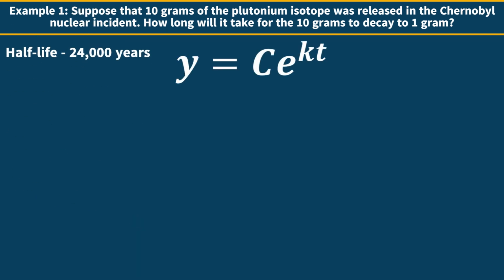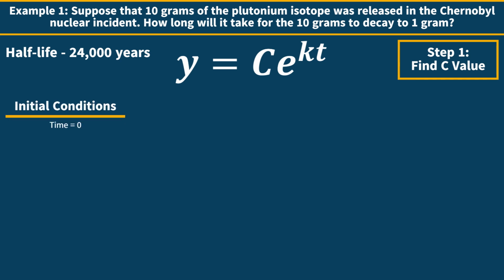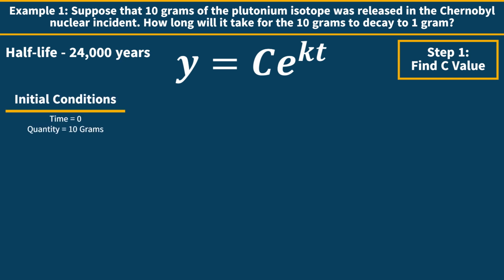Here again is the exponential growth and decay model. y is our function, which represents the quantity of our material. In this case, y is going to represent the amount of grams of plutonium. What we want to do first is solve for c, which represents our initial value. The way we solve for c is by using our initial conditions. Our initial conditions is what we have before anything starts. What that means is that our time will be 0, since nothing has started yet. Also, before anything starts, we know that we have 10 grams of plutonium, which is our y value.